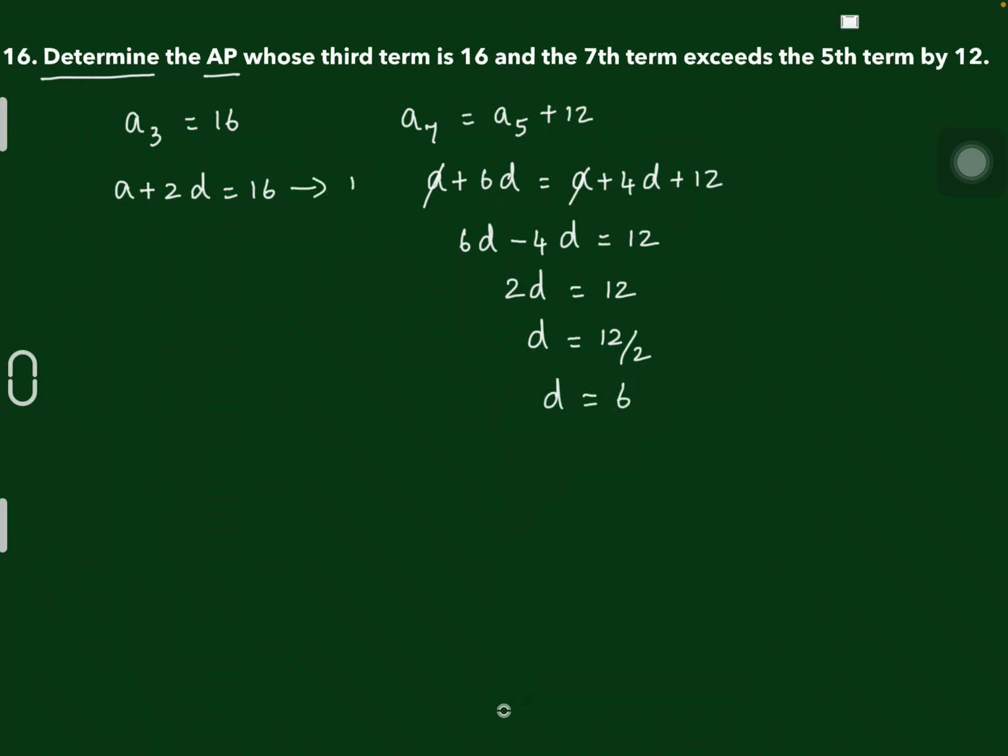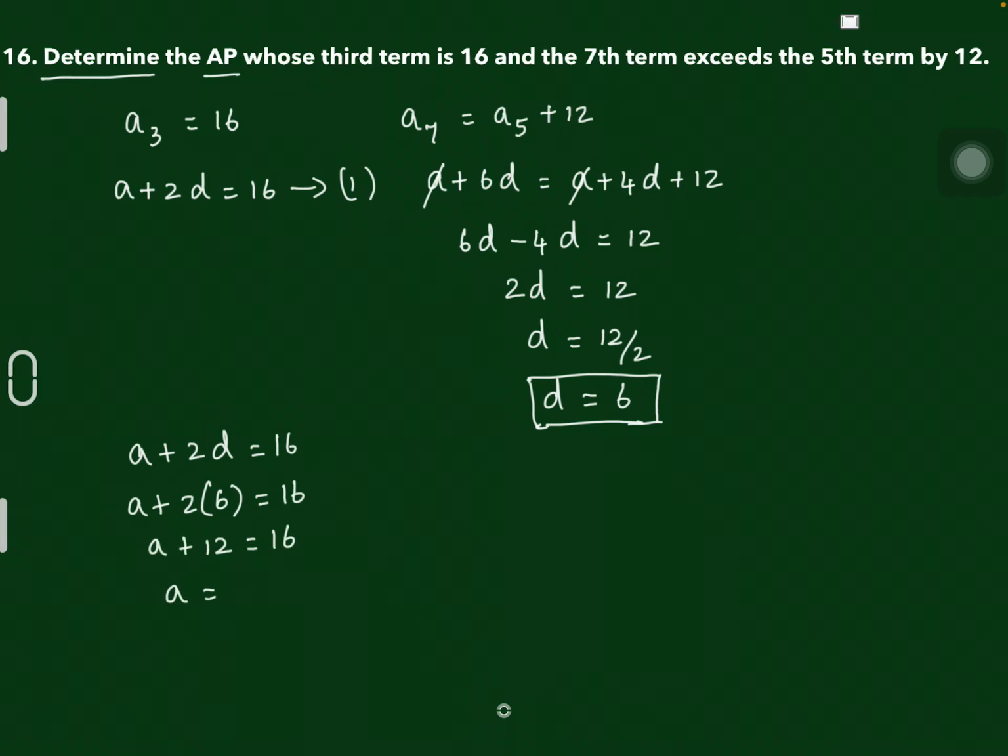Okay, I will mark this equation A plus 2D is equal to 16 as equation number 1. Now, I am going to substitute the value of D is equal to 6 in equation number 1. What is the first equation? A plus 2D is equal to 16. So, A plus 2 into 6 is equal to 16. So, A plus 12 is equal to 16. From this, A is equal to 16 minus 12. So, A is equal to 4.